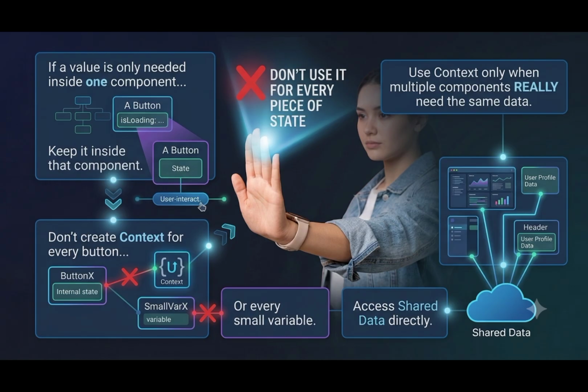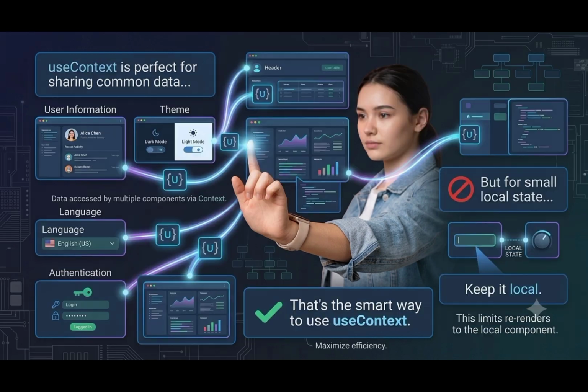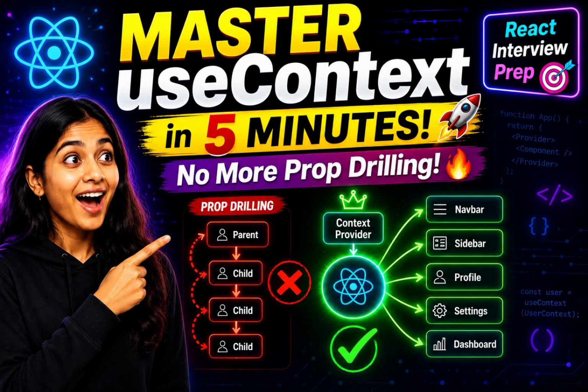If a value is only needed inside one component, keep it inside that component. Don't create context for every button, every input, or every small variable. Use context only when multiple components really need the same data. So remember this, useContext is perfect for sharing common data like user information, theme, language, or authentication. But for small local state, keep it local. That's a smart way to use context. Now you know how useContext helps components share data without prop drilling.